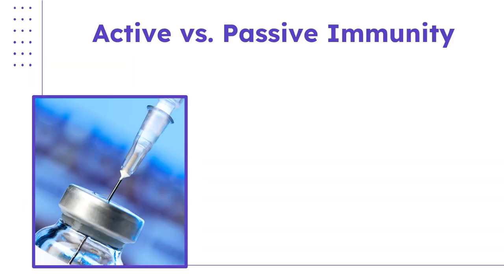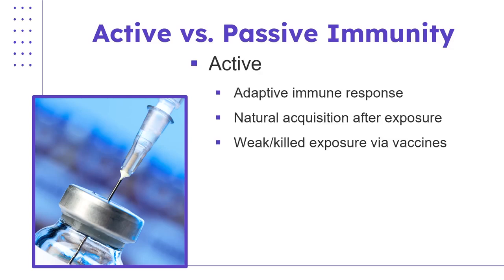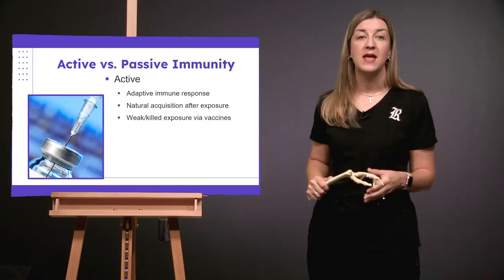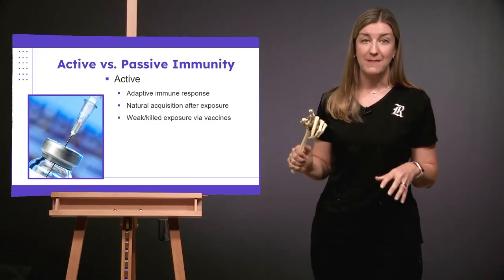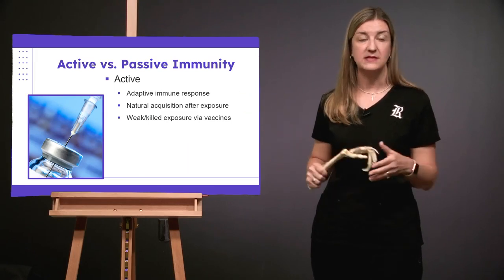Yay! Finally, let's close with a look at active versus passive immunity. Active immunity is called active because it requires the immune response to take action. It is an adaptive immune response due to the direct exposure to a pathogen. This direct exposure can occur naturally through daily life or intentionally via the introduction of weakened or killed strains of the pathogen through vaccines. Either way, it results in the body mounting a defense and developing antibodies.